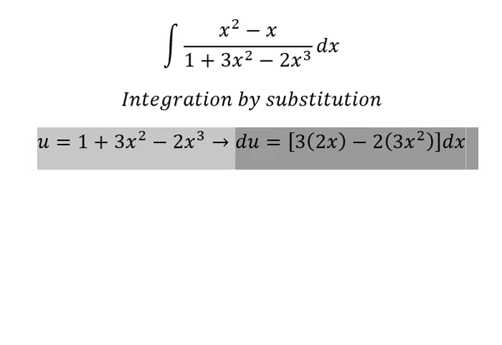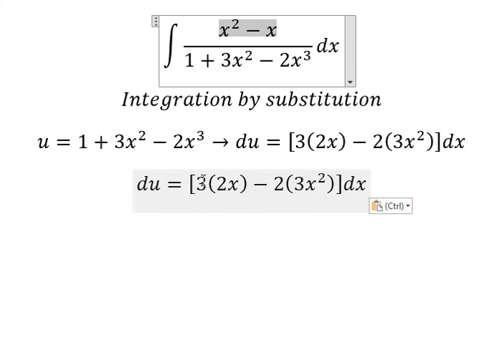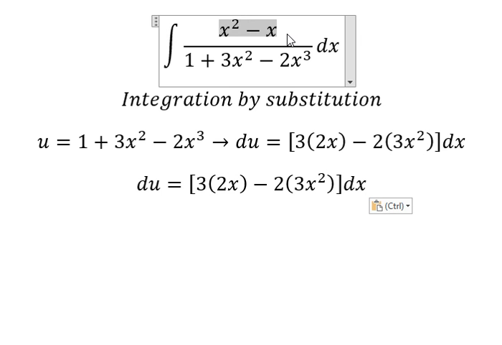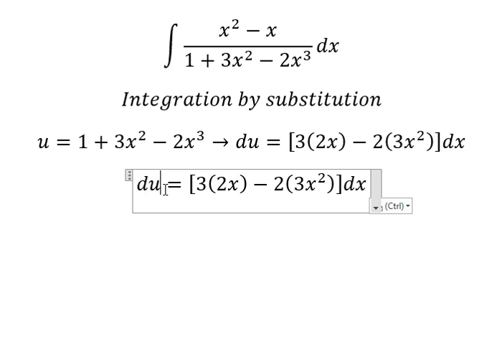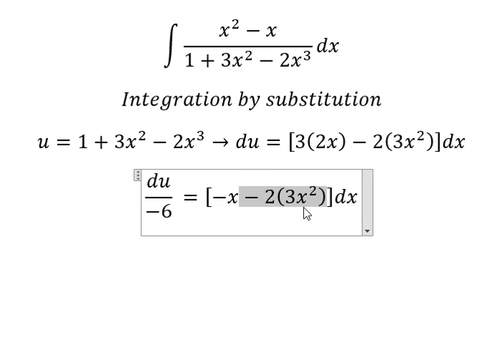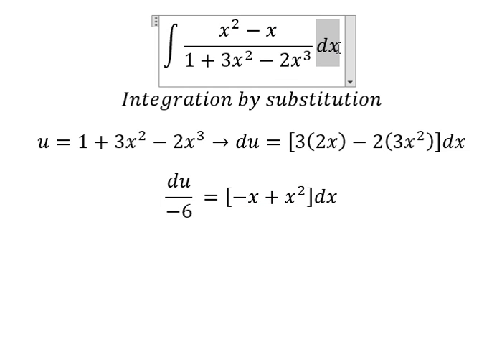So we can see that this is s squared minus s. This is 6s minus 6s to the power of 2. To create this one, we need to divide both sides by negative number 6. So this one you get negative s. This one you get positive s squared. And this is similar for this one with the s.